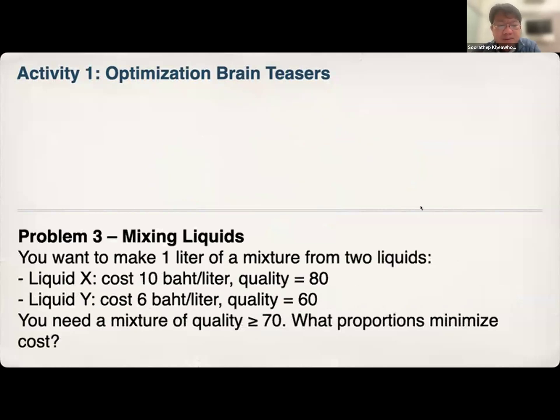And problem 3, mixing liquid. You want to make 1 liter of a mixture from 2 liquids. Liquid X costs 10 baht per liter, and the quality is 80. Liquid Y costs 6 baht per liter, and the quality is 60. You need a mixture of quality above 70. What proportions minimize the cost?